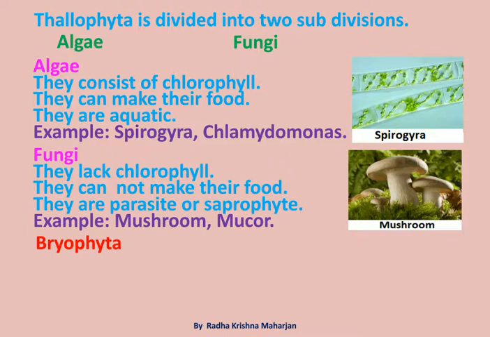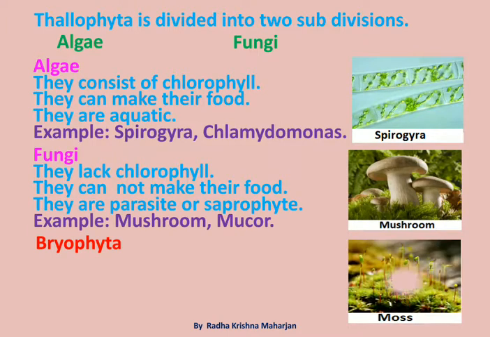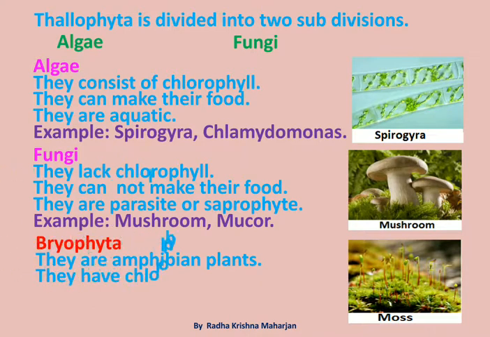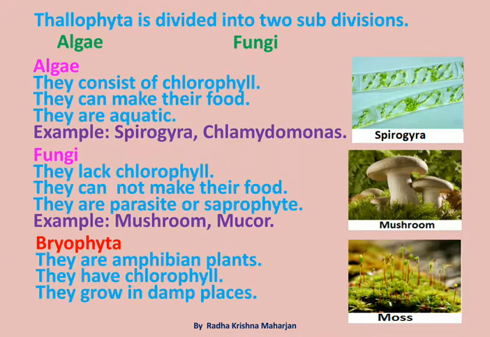Bryophyta. They are amphibian plants. They have chlorophyll. They grow in damp places. Example: moss, Marchantia.